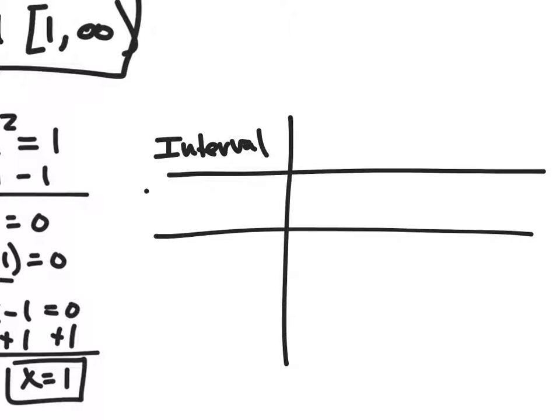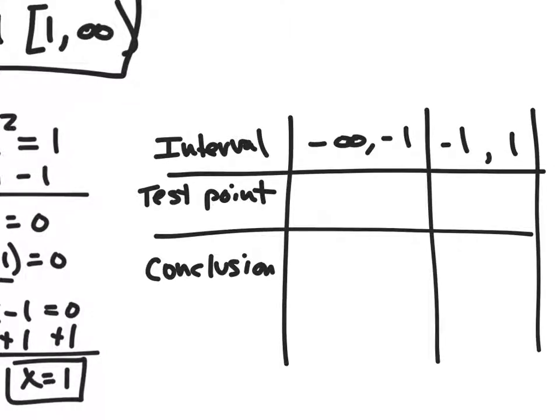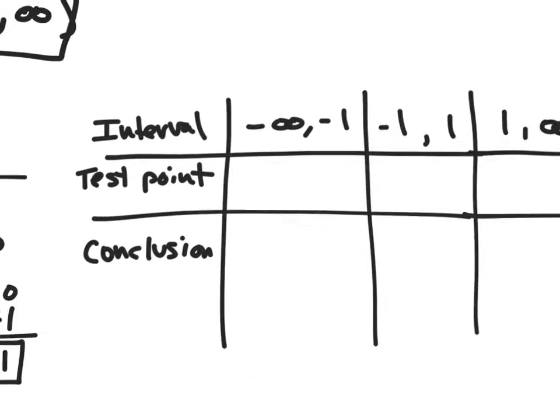My next column is my test point, and then my third is my conclusion, okay? And so my intervals go from negative infinity to negative 1, from negative 1 to 1, and then from 1 to infinity. Now, how I'm getting this is I'm just using my numbers, okay?